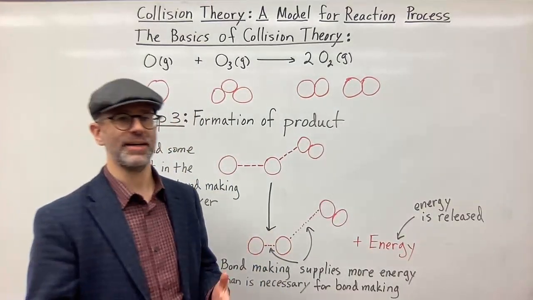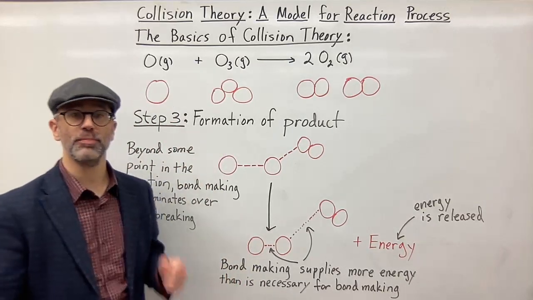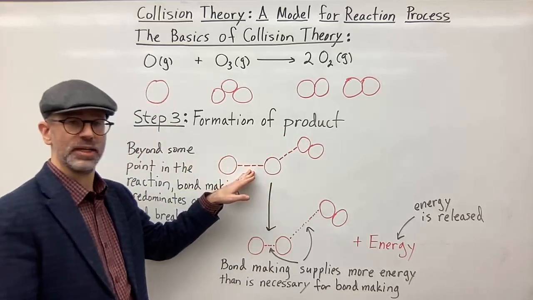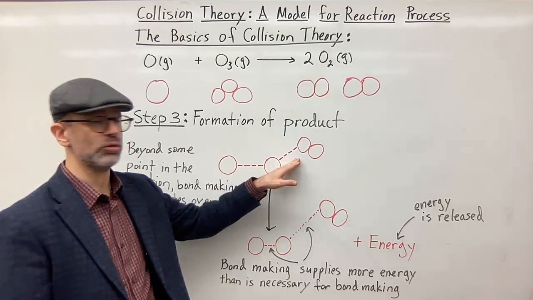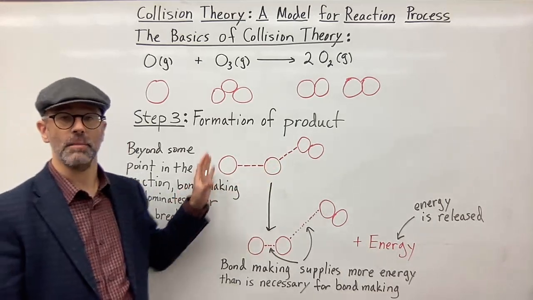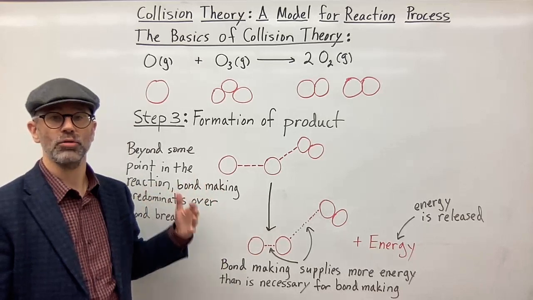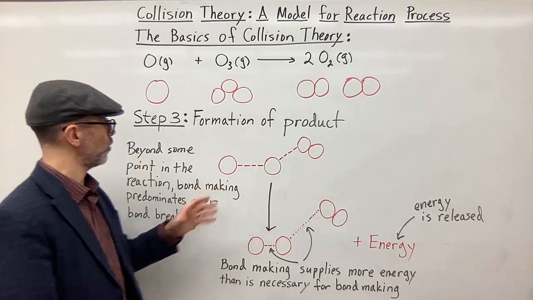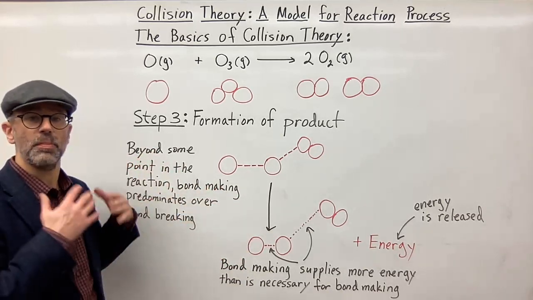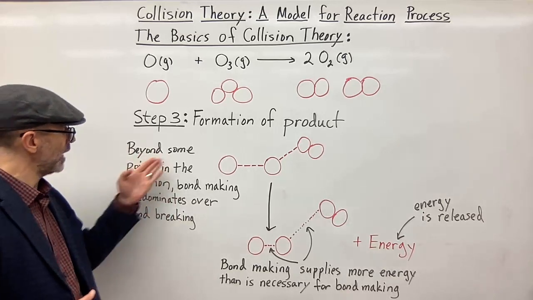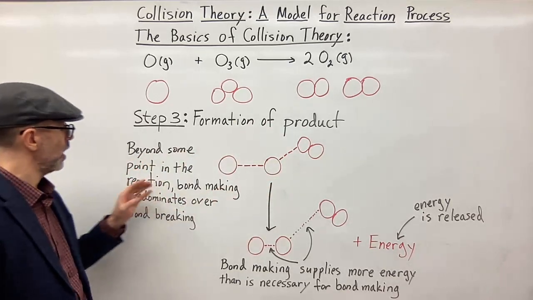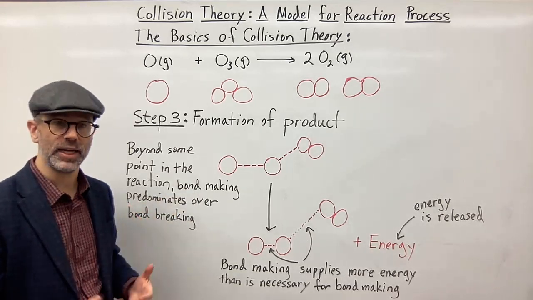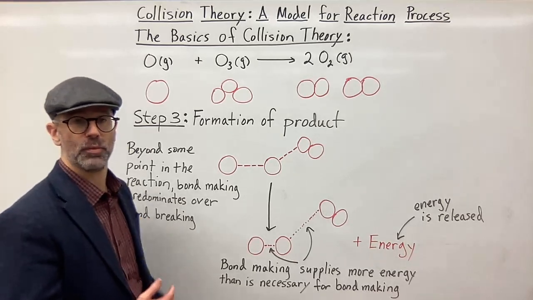Okay, so the third and final step is the formation of product. At this point, we have the activated complex again. We have the bond making equal to the bond breaking. And so we're at the most unstable state, the highest energy state here. And so what's going to happen at this point is, at some point during the reaction, beyond this point here, the bond making is going to predominate over the bond breaking.